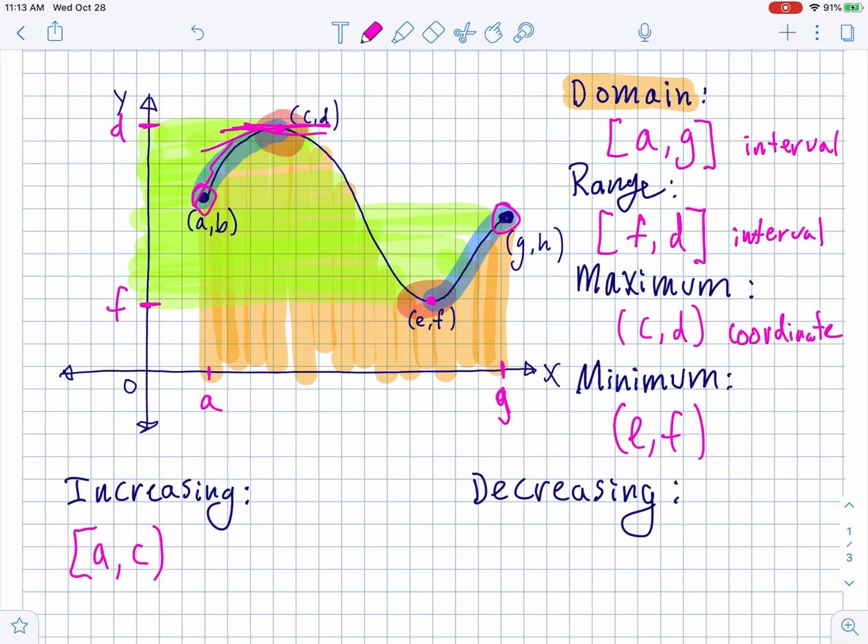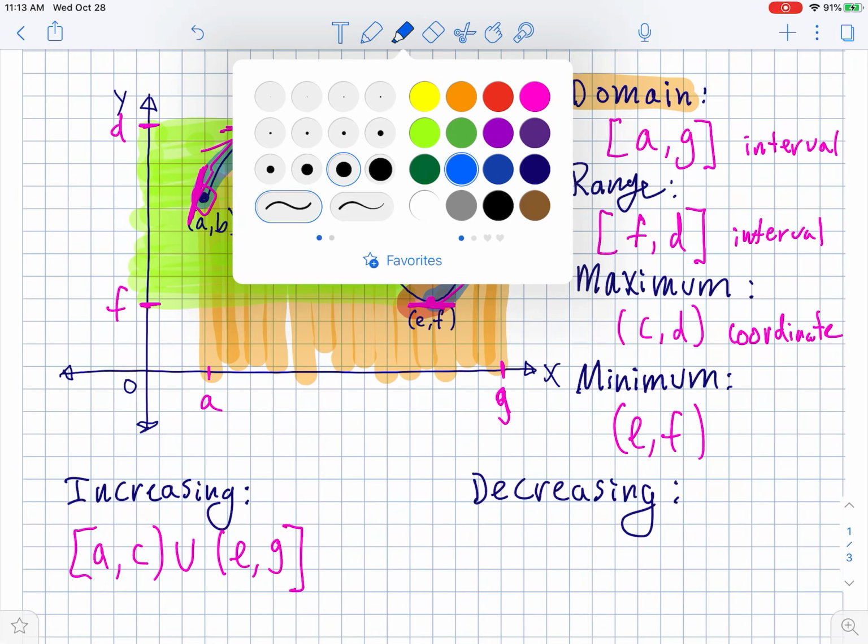Now that's because if you're riding your surfboard up the curve, once you get up to the top here, your surfboard is flat, which means that you do not include the flat part. That means it's not increasing at C, but it definitely is increasing at A because you're going uphill. We need to unionize that with our surfboard down here that goes up and up and up and up this part. So unionized with open parentheses E all the way up to G, hard bracket.